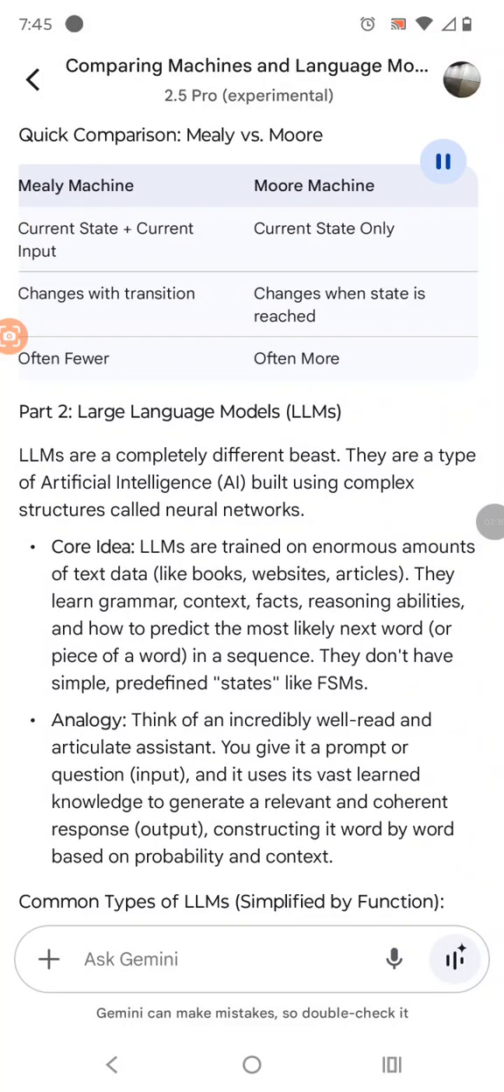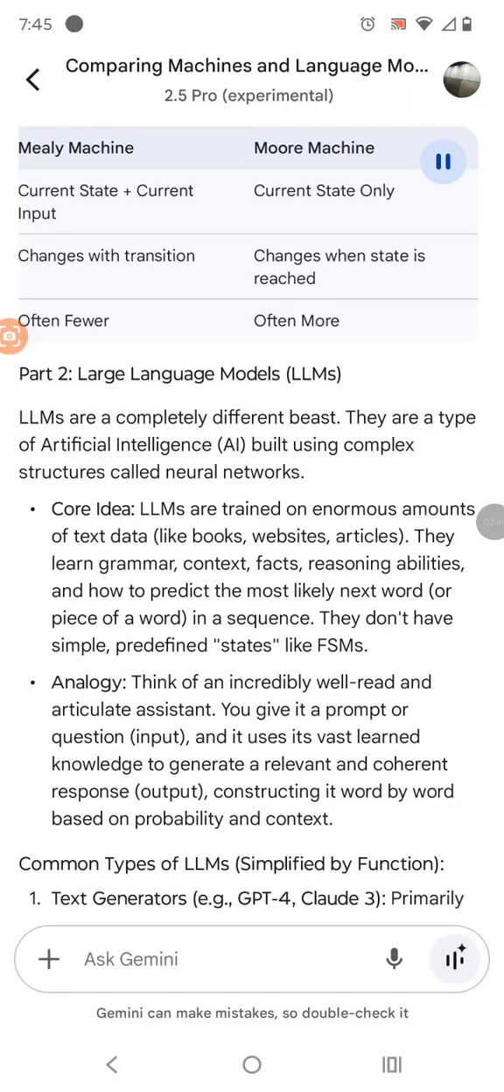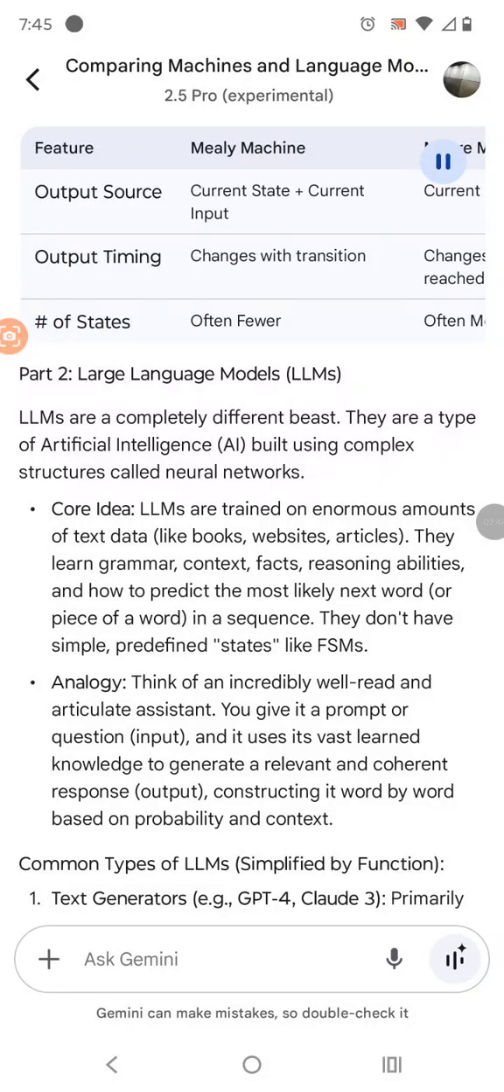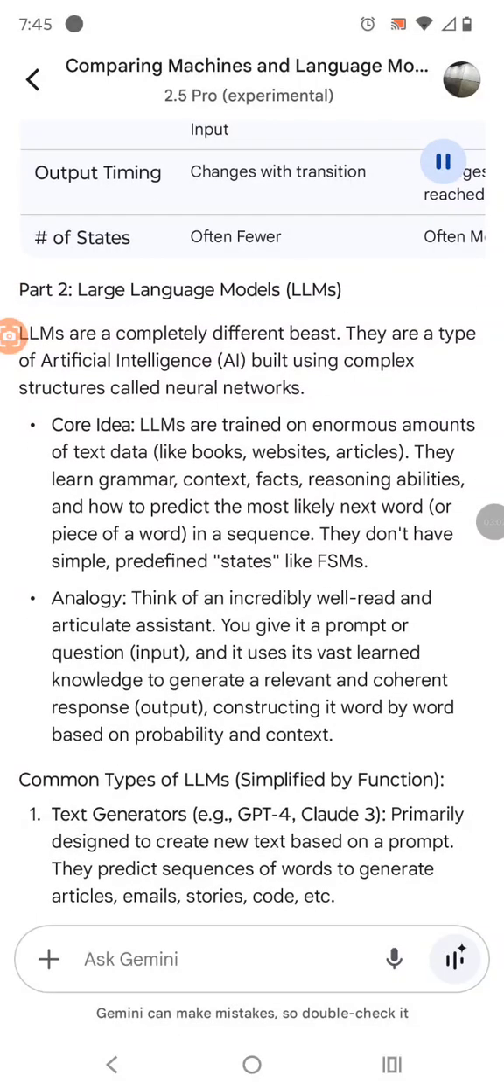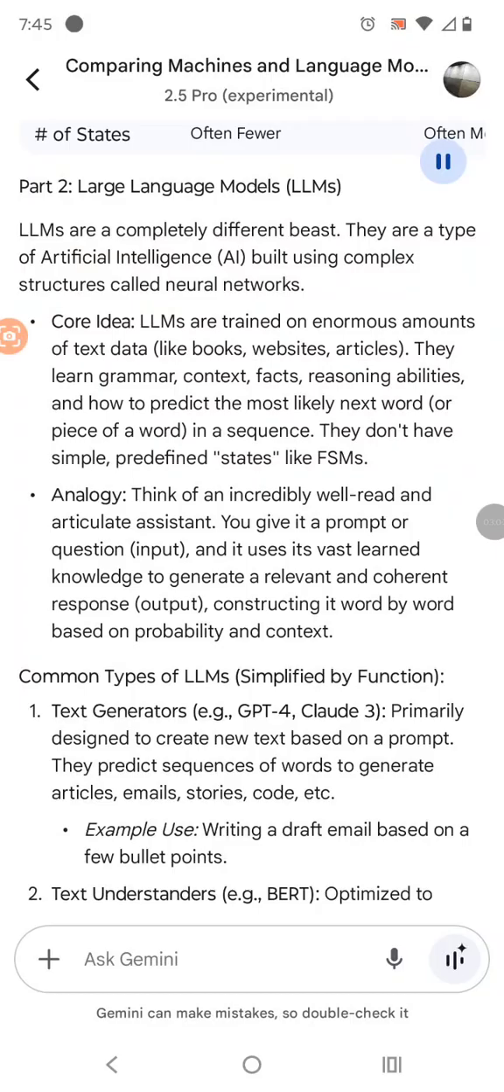Part 2. Large language models, LLMs. LLMs are a completely different beast. They are a type of artificial intelligence, AI, built using complex structures called neural networks. Core idea. LLMs are trained on enormous amounts of text data, like books, websites, articles. They learn grammar, context, facts, reasoning abilities, and how to predict the most likely next word or piece of a word in a sequence. They don't have simple, predefined states like FSMs.